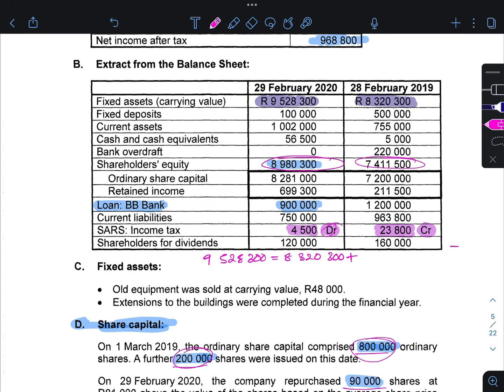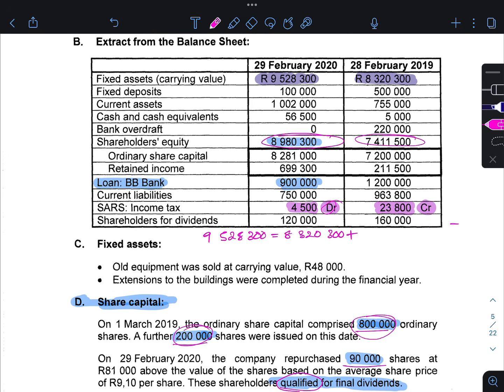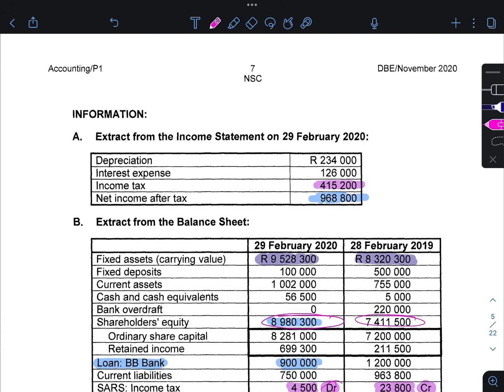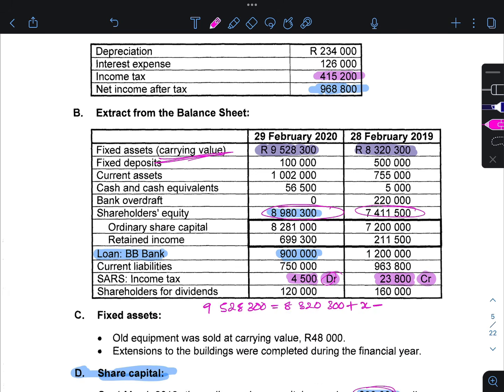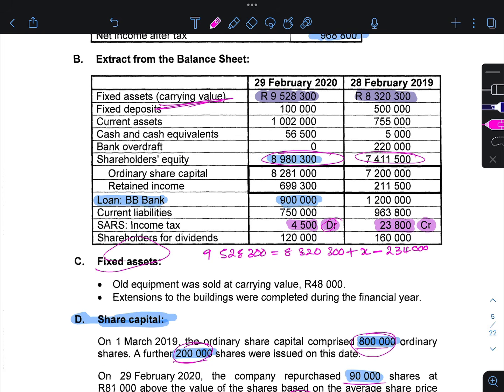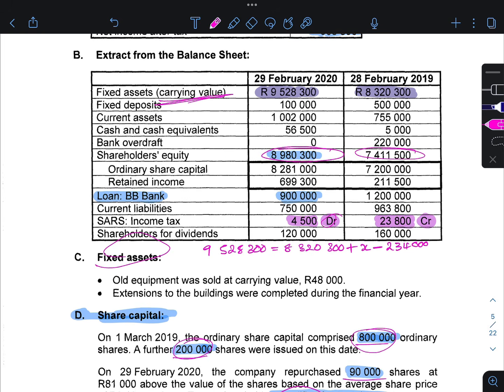plus what you have added, what they want, your fixed assets purchased, which is X, you don't know, minus your depreciation, because this is your carrying value. There has to be some depreciation. 234. Okay, and then we are given some information on fixed assets, which says old equipment was sold at a carrying value of 48,000, minus 48,000. Okay, so we sold. Now, simply solving for X, let's see what we get.